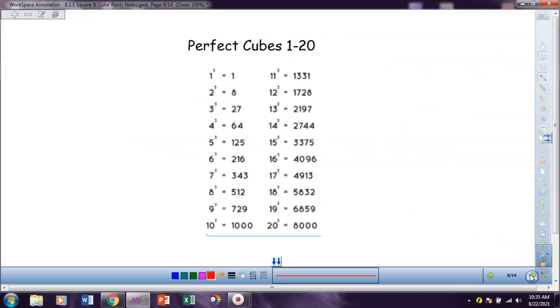Okay? Here is a list of perfect cubes. Typically, we don't work above 12, but just in case, this goes all the way to 20. If ever in doubt, you can try to find a number that's pretty close, and then just try them on your calculator until you find one that works.